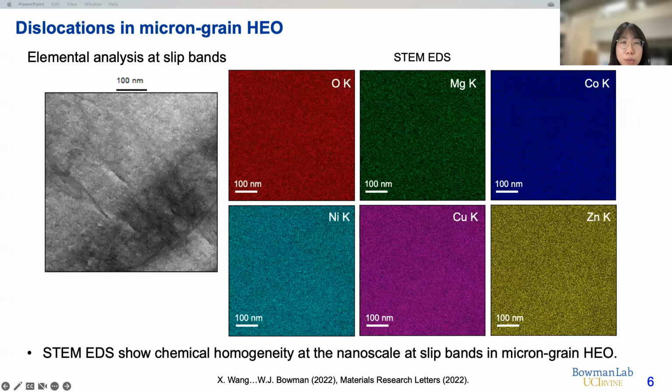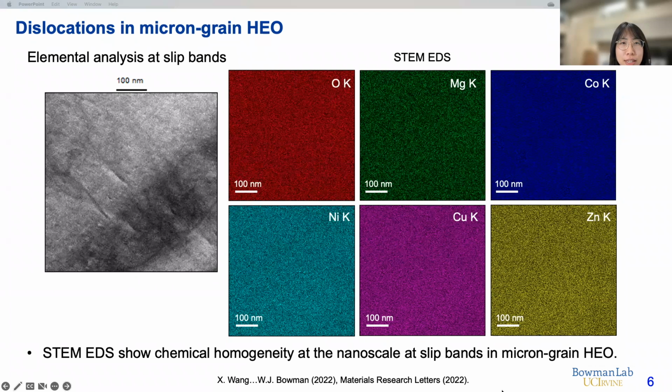We also analyzed the elemental distribution in this HEO at the dislocation slip planes, where there are a bunch of dislocations, to see whether they generate some chemical inhomogeneity. And we noticed no obvious chemical inhomogeneity induced by these dislocations.